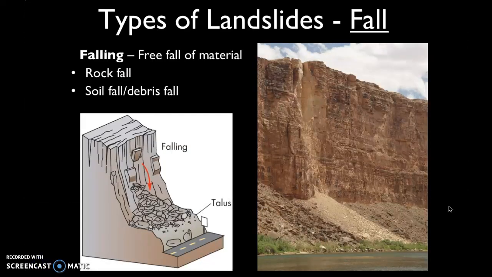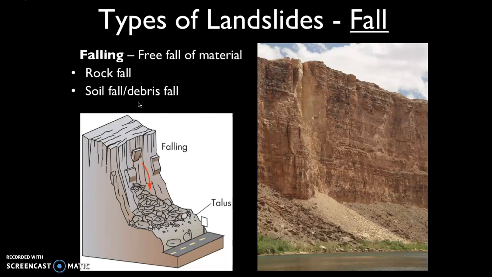The second type of landslide that we're going to talk about is falls. In this case, a fall is the free fall of material, and for the most part, that material is going to be big rocks or boulders. So it can be a rock fall, or it can be just soil or debris fall itself. But in that case, it's still going to be material, although smaller. It's still just going to be falling, not necessarily with moisture incorporated within the material, like the slump was, for example.